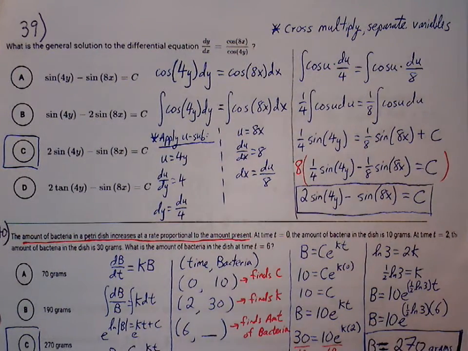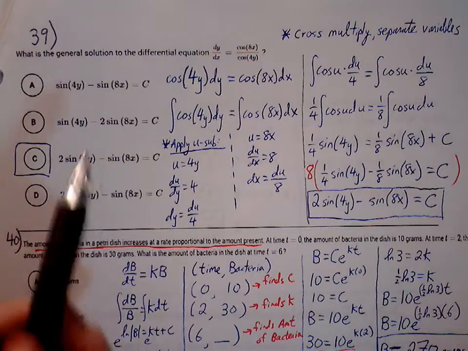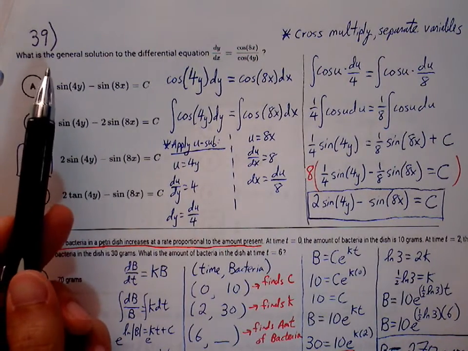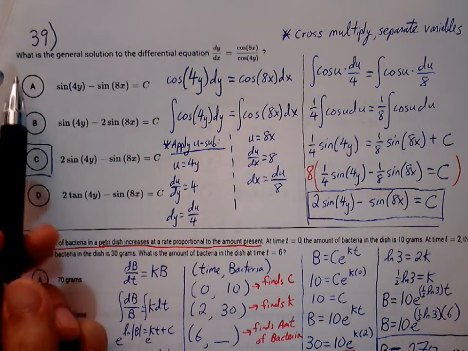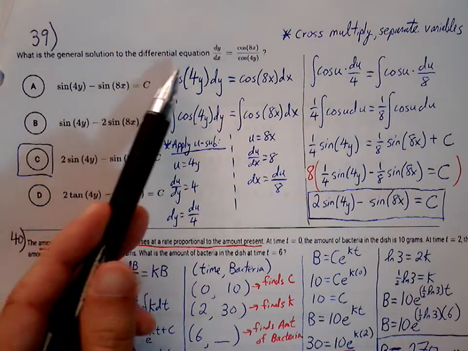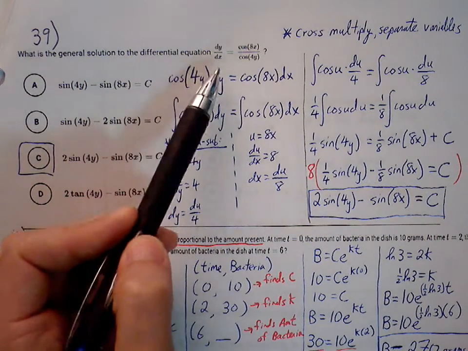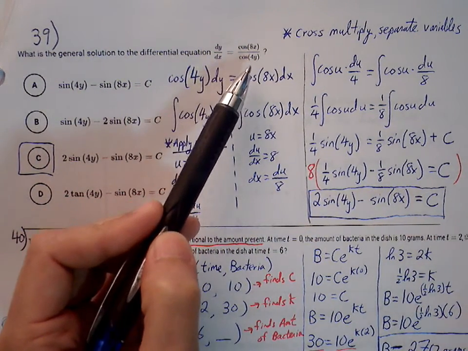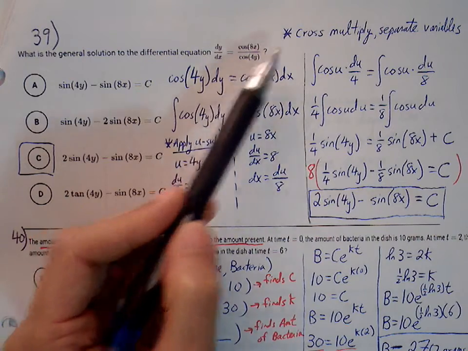This is 39 off of the AP Calculus AB multiple choice cumulative problems. So what is the general solution for the differential equation dy over dx equals cosine of 8x over cosine of 4y?